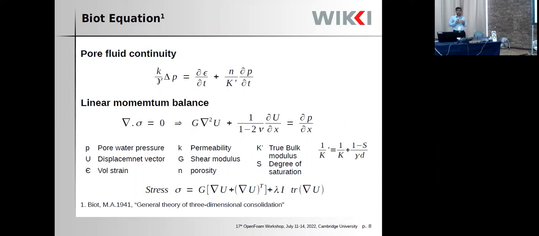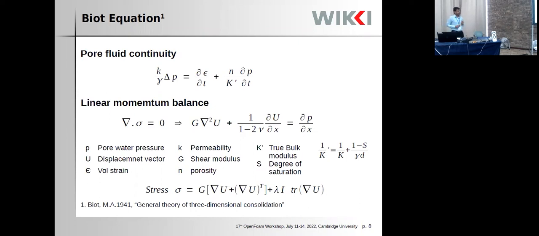One is the pore fluid continuity, where you have the Laplacian of the pressure equal to the rate of change of volumetric strain and then the rate of change of pressure. The rate of change of volumetric strain tells the volume change due to the soil skeleton, and then the next one is the volume change due to the compressibility effects.